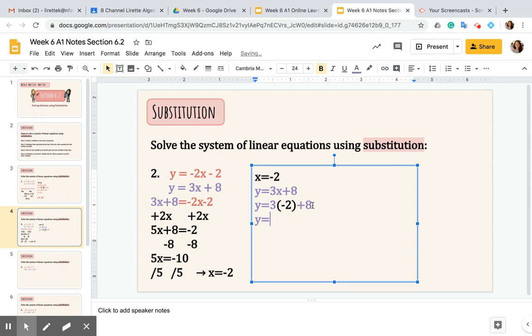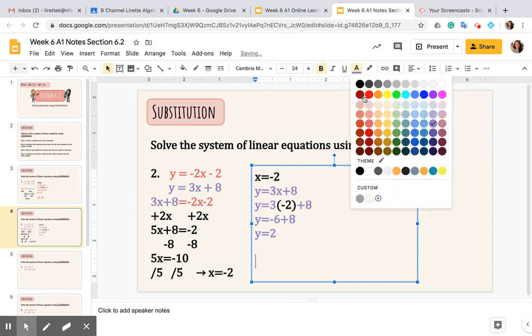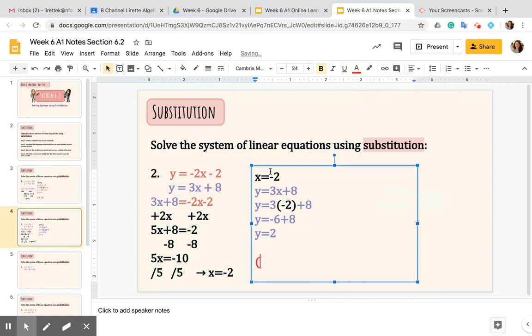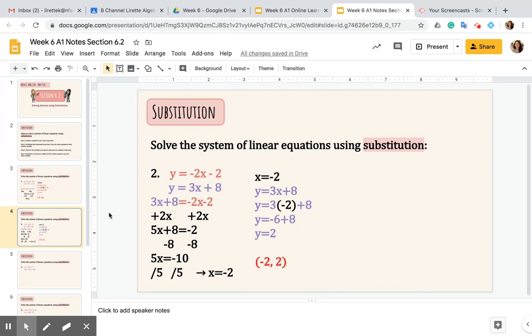All right, now we solve. Multiply first, that's going to give us -6. Plus 8 comes down for the ride. And then last but not least, -6 plus 8 gives us +2. So I have my x, I have my y, I put them together in an ordered pair. The x value goes first, that's -2. The y value goes last, that's +2. And there's my answer. So just a reminder, I did show you how to do this in section 6.1.